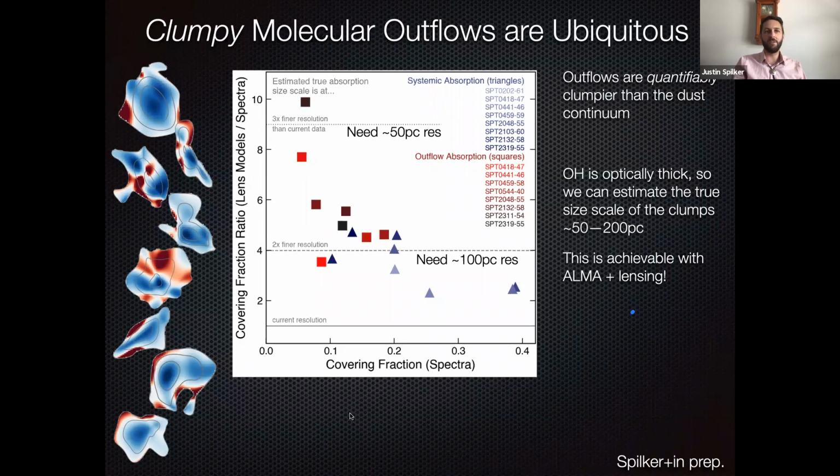And so the fact that this line is optically thick tells me that we basically need something like 2 or 3 times higher spatial resolution than what we actually have in order to resolve the clumpy structure of these outflows directly. So you end up needing something like 50 to 200 parsec spatial resolution, which sounds crazy. It sounds insane to map a galaxy at redshift 5 on scales of 50 parsecs, but that's actually achievable with ALMA and lensing, and that's one thing that I'm very much interested in doing into the future.